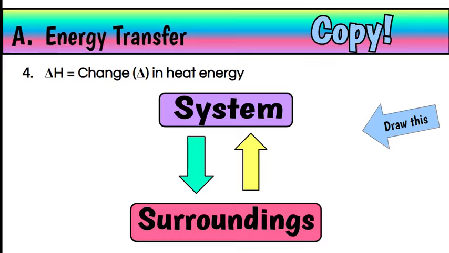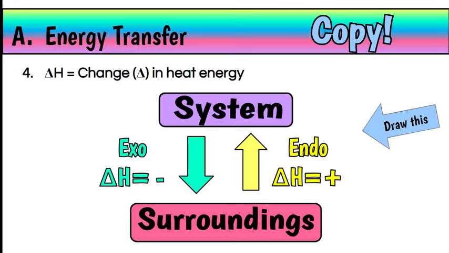If we're going from the system to the surroundings, so this green arrow or aqua colored arrow, we have an exothermic reaction going from the system. The energy is coming out of the system and it's going to the surroundings. Our change in heat energy is negative because the system is losing energy. It's exothermic. Delta H would be negative because it's losing that energy. The opposite is true when the system absorbs energy from the surroundings. We call that endothermic. It would have a positive change in energy. So our delta H would be a positive value.